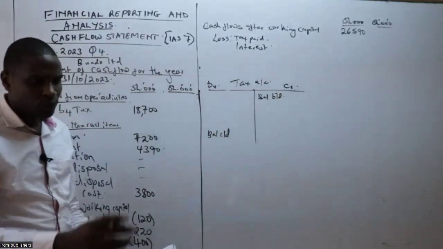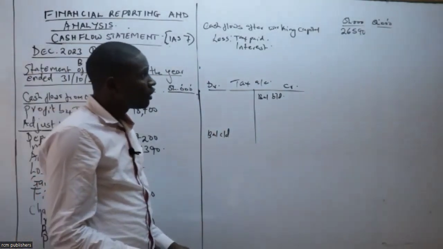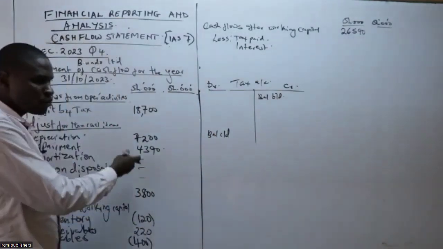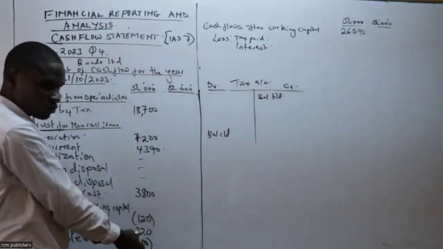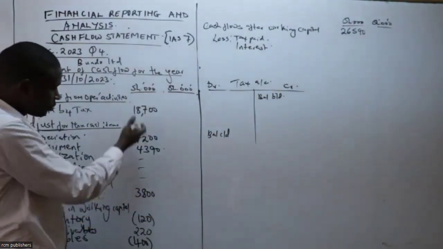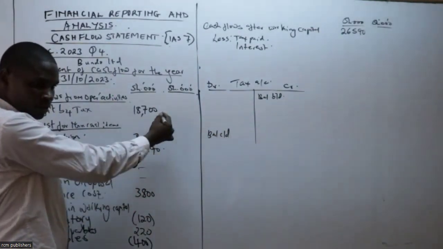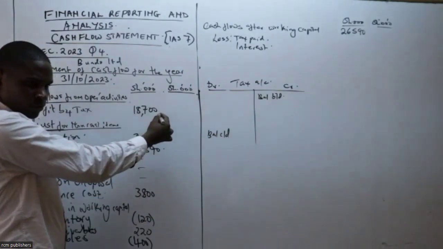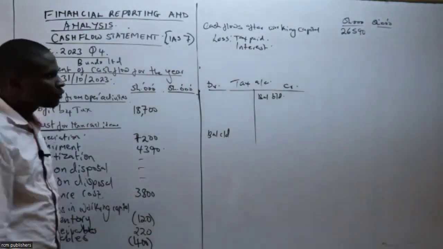Therefore, 26,590. That is what you're giving me, Peter. Can you pick your calculator or your phone and then give me the result of this? That will be cash flow after working capital. All these cash flow after working capital, all of them, from here. Total from profit before tax. 34,090. And the one who gave me 26.